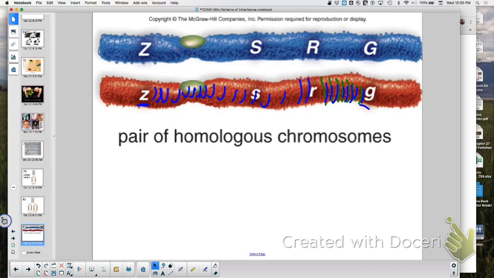So an example in your life is hair color and eye color. Those are linked. So people with dark hair tend to have dark eyes, and people with light hair tend to have light eyes. So if you're somebody who has dark hair with blue eyes, you are a result of a what? Crossing over event.